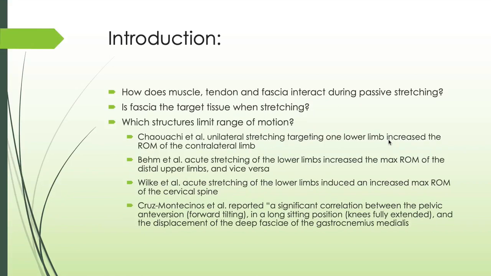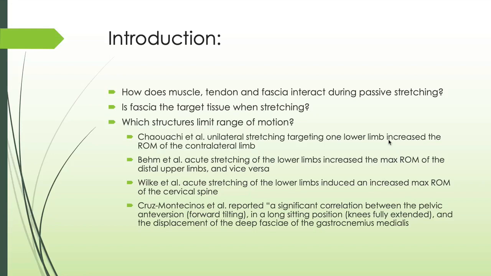So the purpose of the manuscript is to evaluate the mechanical behavior of muscle, tendon, and fascia to better understand how they interact during passive stretching. The stress-strain values suggest that fascia is the first tissue to limit elongation, suggesting it is the major target in static stretching exercises. The maximum range of motion may be limited by non-muscular structures such as fascia.